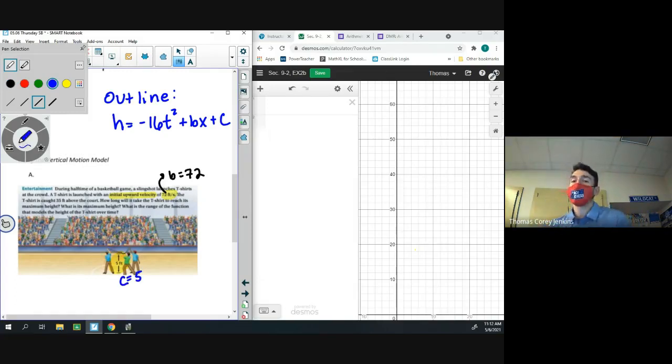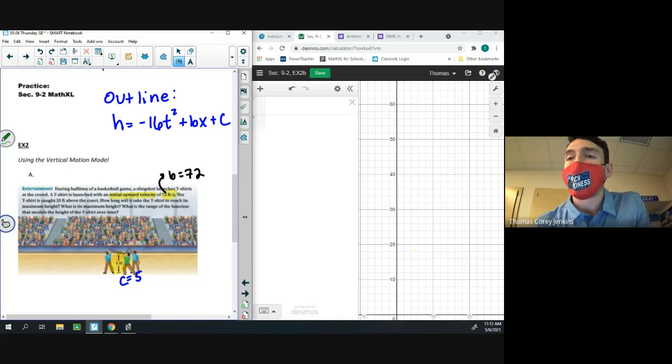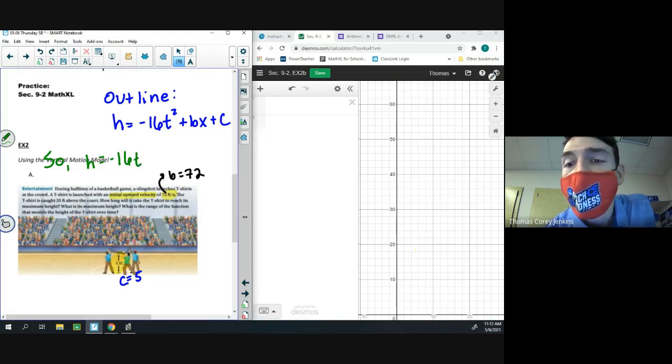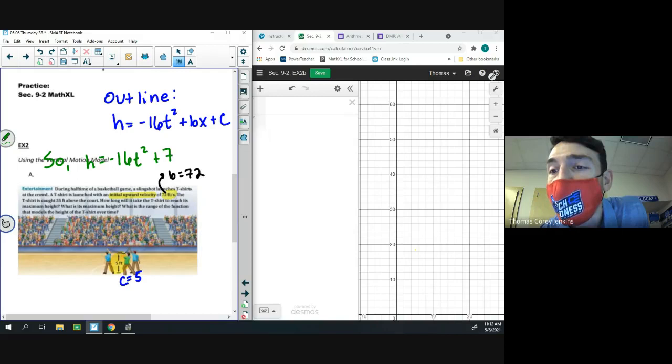Okay, now that I have that, I'm going to go ahead and build my equation by plugging in. So our model then is going to be h equals negative 16t squared. They're all going to start out that way. That's automatic. Plus b is 72, so 72x, and then plus c is 5. So all that's new. It shouldn't seem familiar, right? This is our first example.